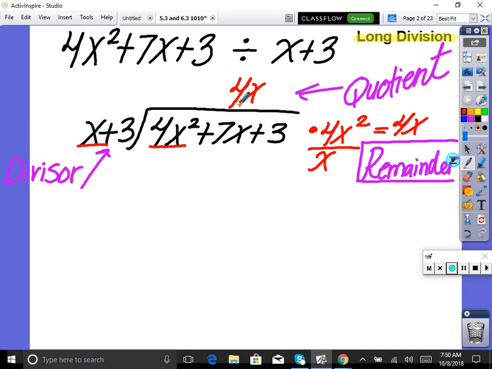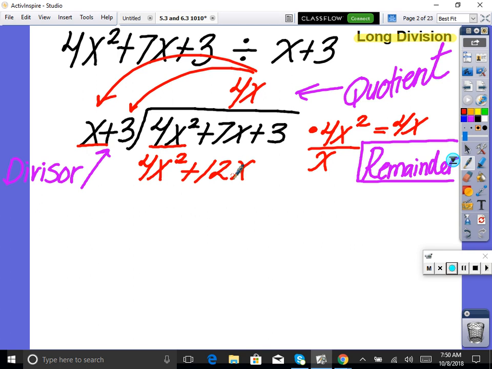So now our next step is to take 4x and distribute it back down here and here. 4x times x is 4x squared, everybody. 4x times positive 3 is positive 12x. Then if you remember with long division, we want these 4x squareds to cancel out since we've already done the division with that. Well, they don't cancel out. If we add straight down, they don't add up to be zero. We need them to. So you have to remember this very important step.